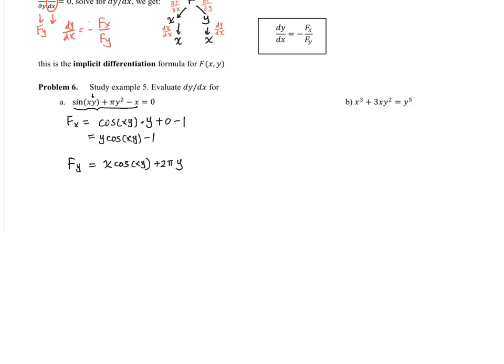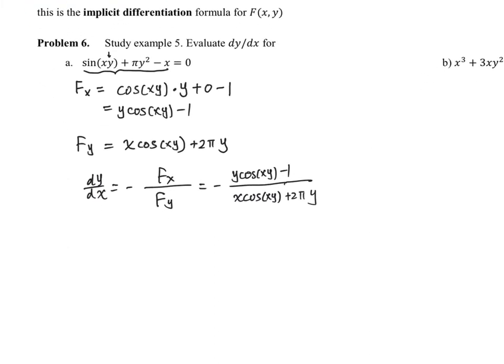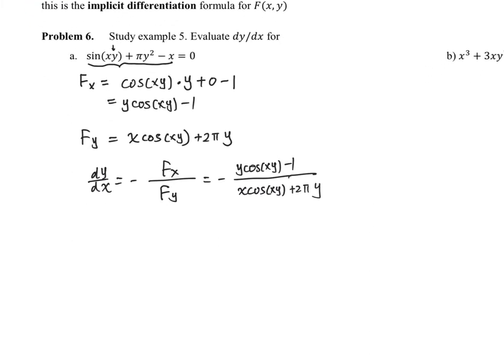And that's it. So dy/dx should be equal to negative fx over fy. So the negative of fx is going to be y cosine xy minus 1, and the bottom is x cosine xy plus 2 pi y. So this is it. Now, how would you do this same problem if you were in Calc 1? So this is how you could do it.